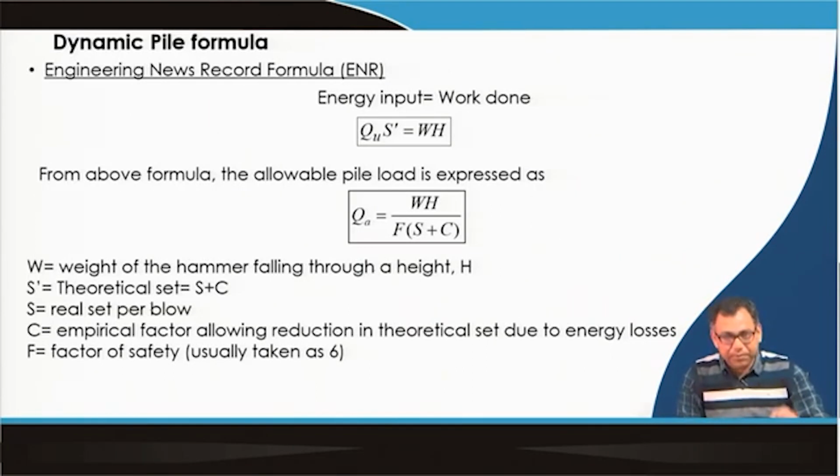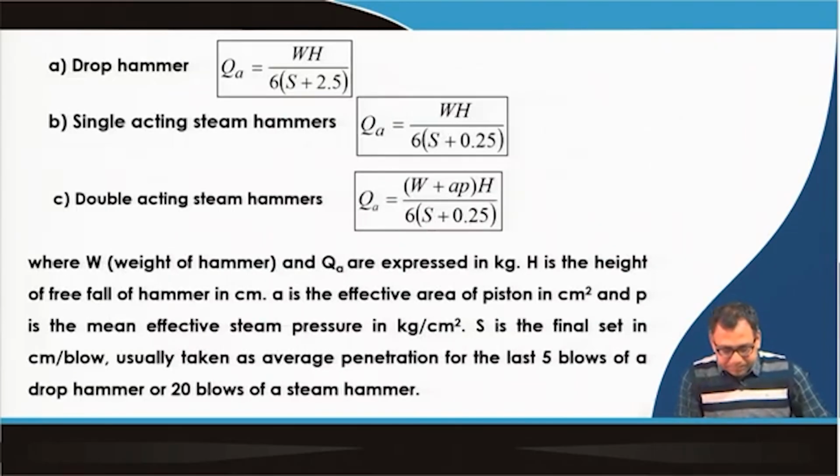S is the real set per blow. That means, generally, for the last 10 blows, say, what is the total penetration is given, so we have to determine the penetration for each blow. So, that is S, the penetration per blow, and C is the empirical factor allowing for the reduction in the theoretical set due to the energy loss, and F is the factor of safety. That means if there is an energy loss, it is taken care of by C, which is an empirical factor. Generally, the factor of safety is taken as 6 here.